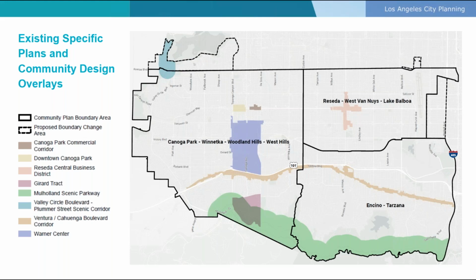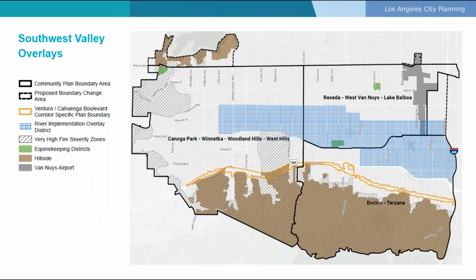Community design overlays and specific plans provide additional development regulations such as limitations on height or floor area, or implementations of design guidelines on top of the base zoning. Information regarding the regulations for each overlay can be found on our website, planningforla.org. Other distinct features and overlays that show the complexity of planning and land use in the Southwest Valley include the Van Nuys Airport, River Improvement Overlays, or RIO, hillside areas, very high fire severity zones, and K districts, which are used for equine keeping.